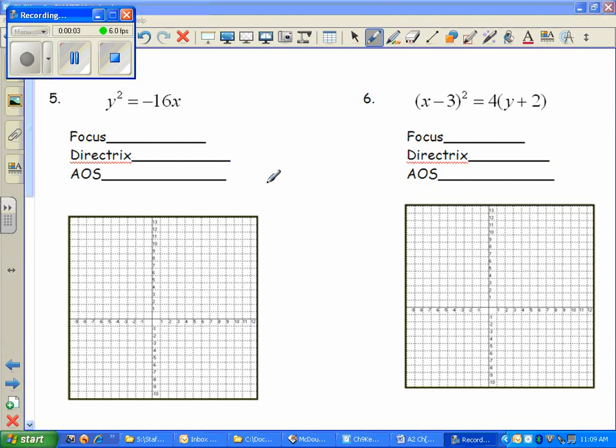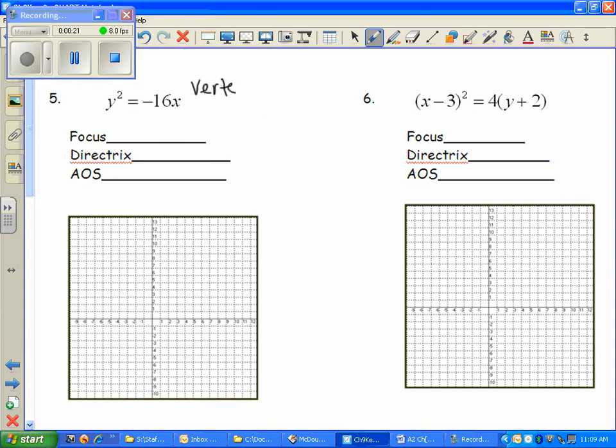On numbers 5 and 6, I can tell that I have parabolas that I'm needing to graph because only one of the letters is squared in each of these equations. So I know that I'm going to be graphing a parabola shape. Now, one thing they did not ask for, which is extremely important on these problems, is the vertex. So we will need to figure out the vertex before we can do anything with this problem.